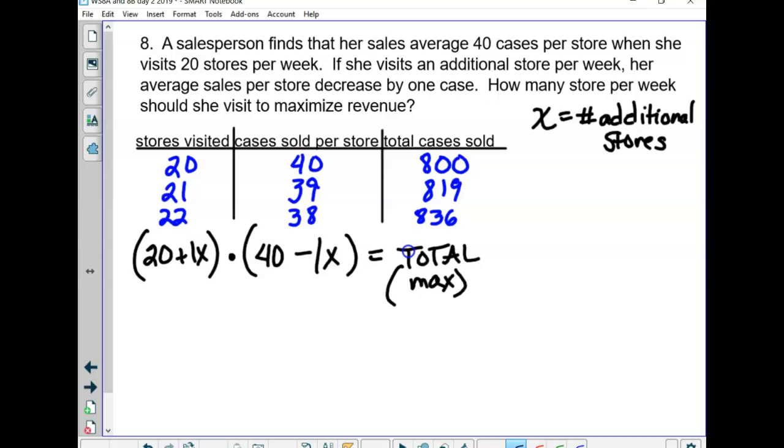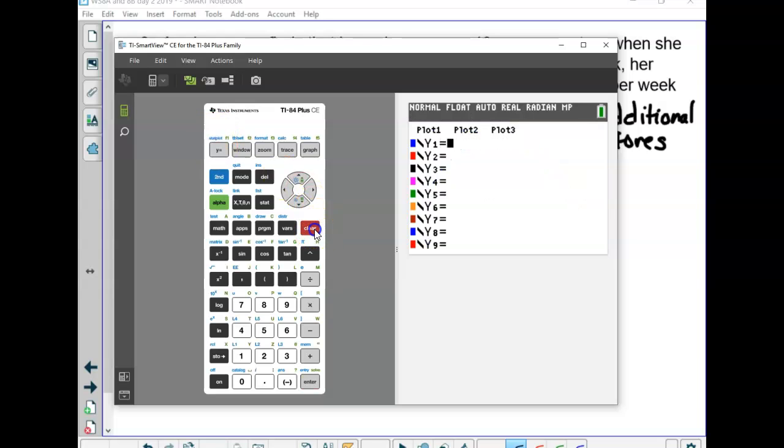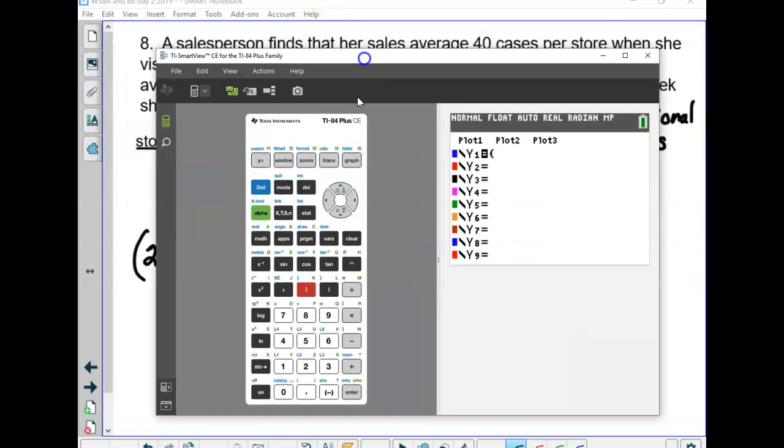So, if we FOILed that all together, would we have a parabola? Yeah, because we'd have a minus x squared, right? So parabola that's opening down. So let's type that bad boy in our graph. All right, it was 40 plus, and I already forgot, 20 plus x times 40 minus x. Okay.